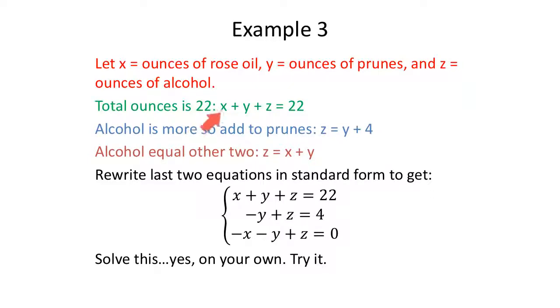Now that I have my X plus Y plus Z equals 22, I'm going to keep that equation. But remember, in systems of equations, we always line things up. So I'm going to get all the variables on the left side of the equal sign and leave this constant 4 on the right. So I'm going to subtract Y from both sides. I'll have negative Y plus Z equals 4. And here, I can subtract X and subtract Y from both sides, leaving a 0 on the right-hand side. Negative X, negative Y plus Z equals 0.